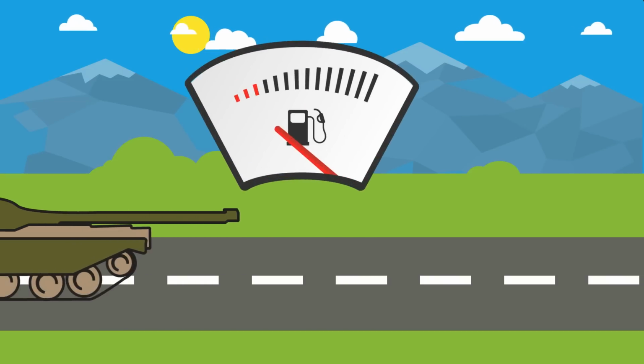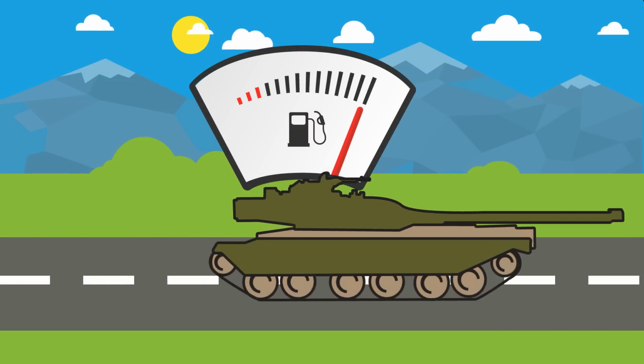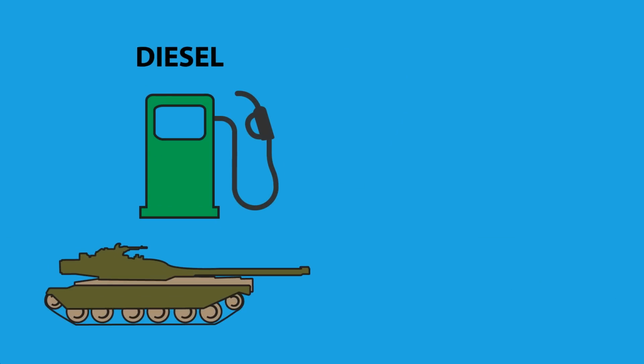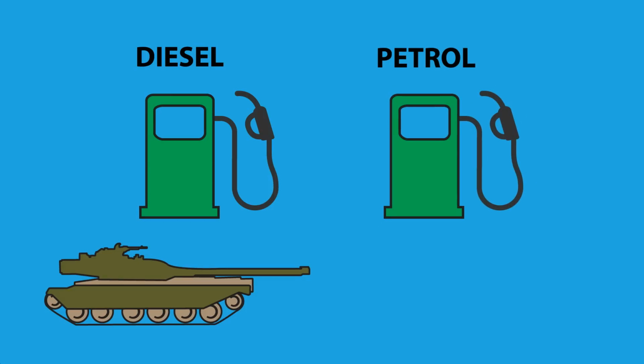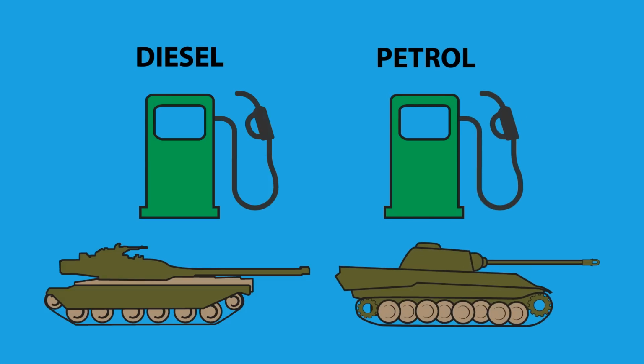Section 2, fuel. Before you can drive the tank, you'll need to fuel it. But what fuel do tanks use? Generally speaking, most tanks run on diesel, such as the British Chieftain. Diesel is not the only fuel used by tanks. For example, the German Panther models consume petrol.